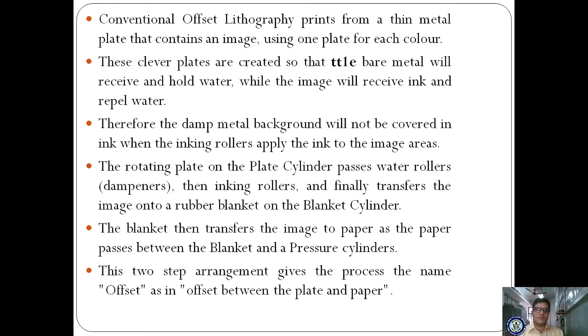The rotating plate on the plate cylinder passes water rollers, then inking rollers, and finally transfers the image onto a rubber blanket on the blanket cylinder. Whatever image is placed on the plate is finally transferred onto the rubber blanket. The image is transferred from the metal plate to the rubber blanket, hence to the blanket cylinder. The blanket then transfers the image to the paper as the paper passes between the blanket and pressure cylinders.